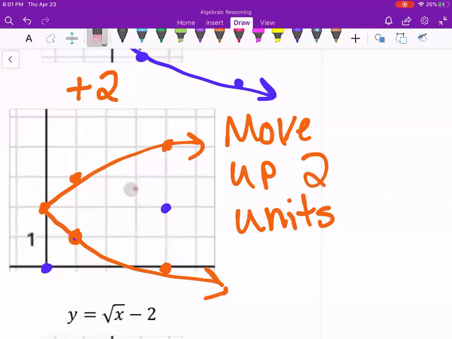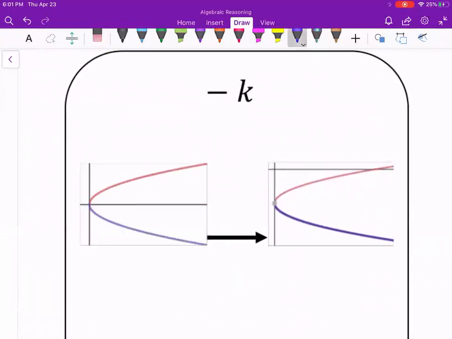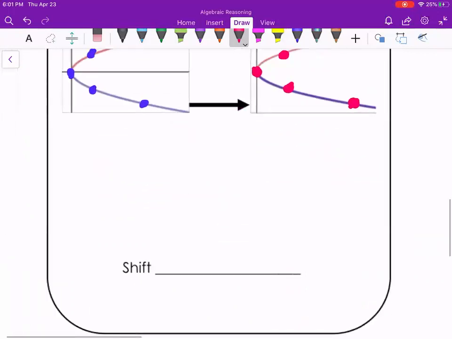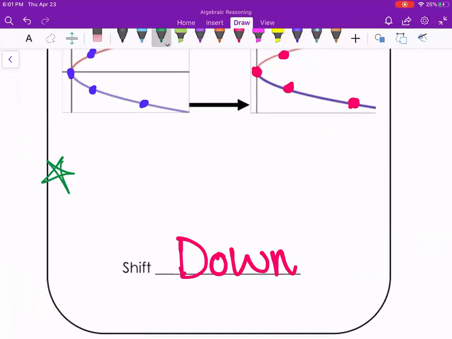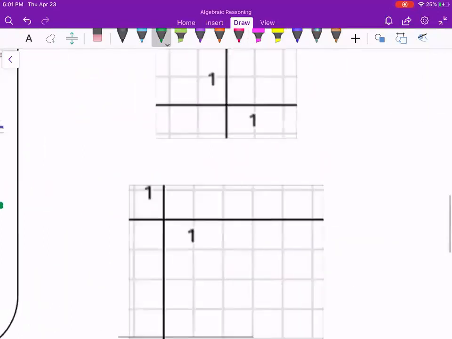All right, let's check out our last one. Let's see what happens now with the minus. And you could have guessed here that if you have a minus k, like the original square root, a minus is going to shift your dots down, just like it did for the quadratic. So this time a minus does in fact shift down, because like before, outsiders are honest. And let's see how that might look in an equation.